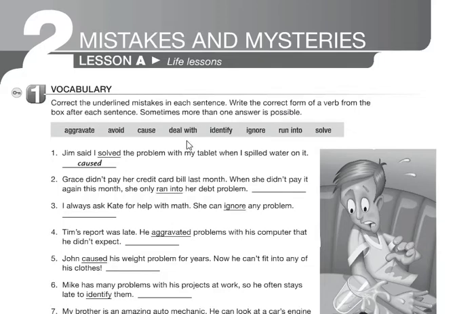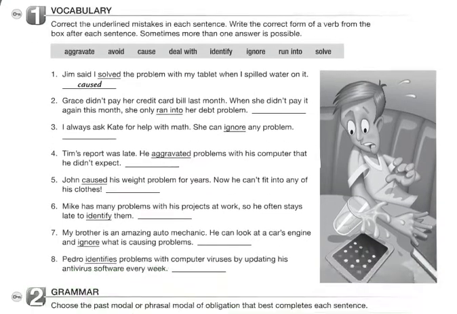Sometimes more than one answer is possible. So in this moment, you can pause the video and try to check out the answers with me. Or first, in your book, you can start writing your answers, and now we're going to check them.